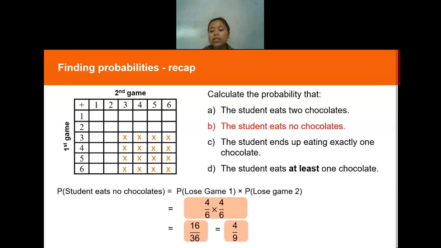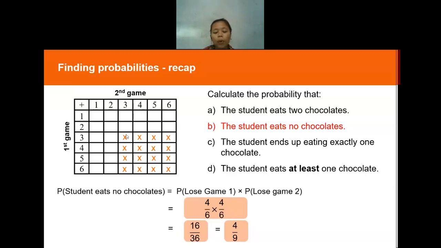The student eats no chocolate. If it's no chocolate, I have to focus on the number that is 3 or bigger, because less than 2 will have a chocolate, but 3, 4, 5 will not have a chocolate. And the question is no chocolate. So on the first game, he did not get any card that gives a chocolate. And for the second game also, the student will not get a number that is less than 2.